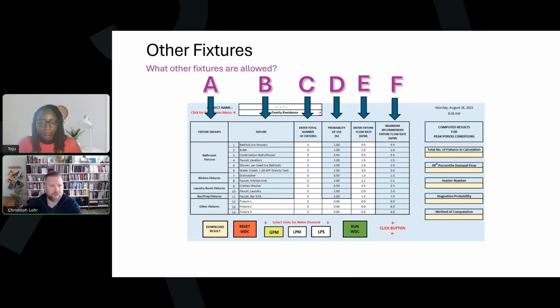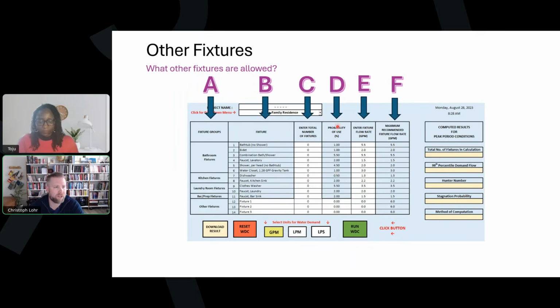All right, so as far as the specifics of the water demand calculator and using it, we have several columns here. The first column is the fixture groupings, like bathroom fixtures or kitchen fixtures. The next column is the fixtures, specifically individual fixtures, and we're going to touch on these cells in white down here. Worth noting, any of the cells with a white background are the editable cells. The cells in light blue are not editable.